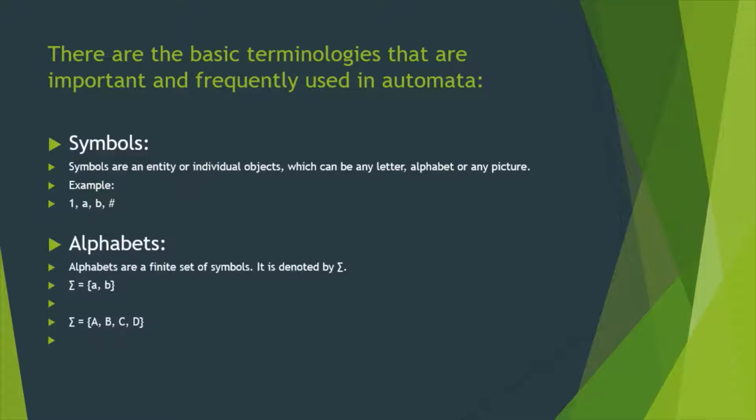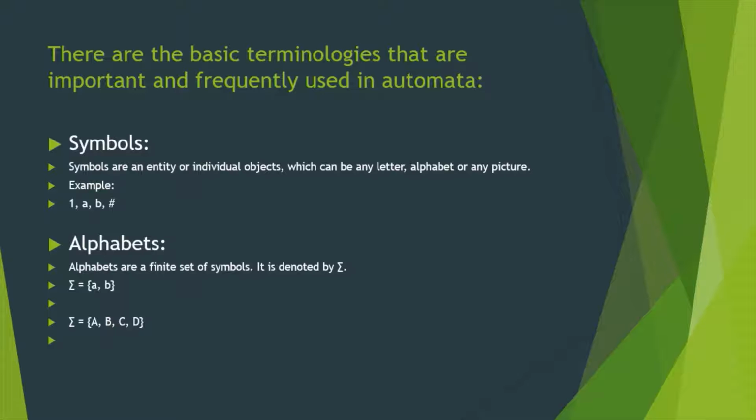The next basic terminology is the alphabets. Alphabets are a finite set of symbols. Here it is a set of symbols, and we already discussed what symbols are. Alphabets are denoted by this symbol, that is sigma. As we have discussed, it is a set, so this is the set notation.